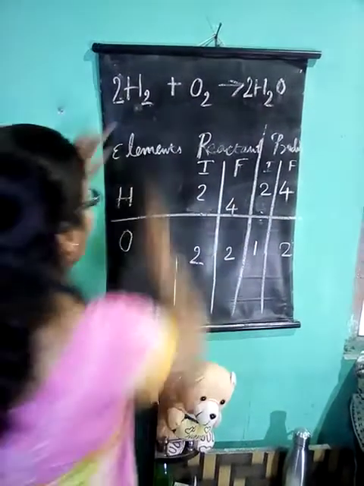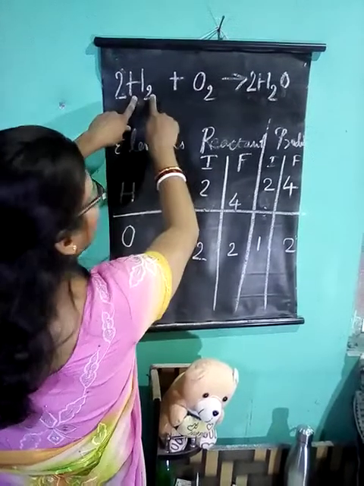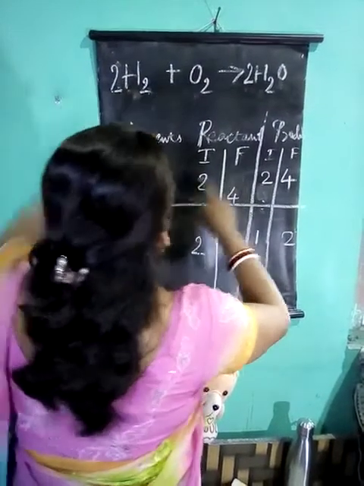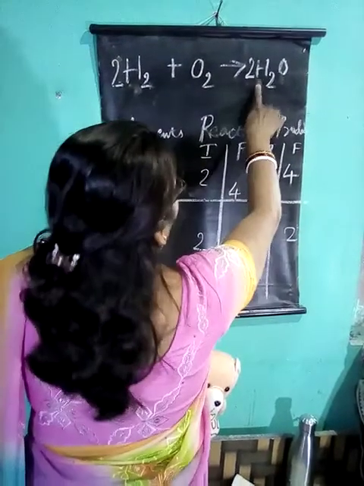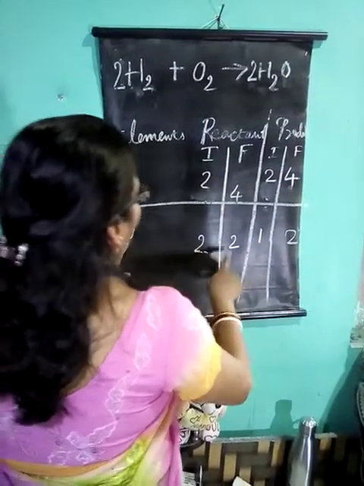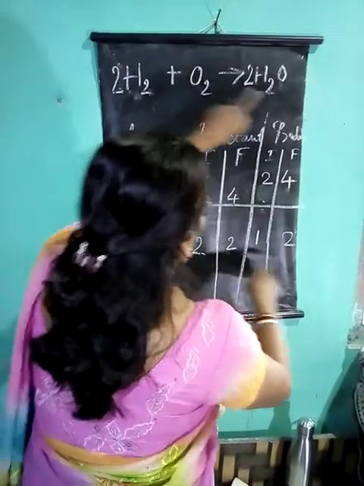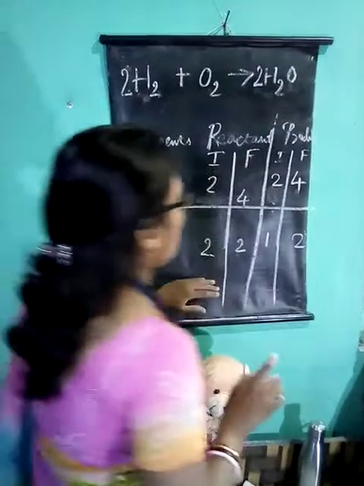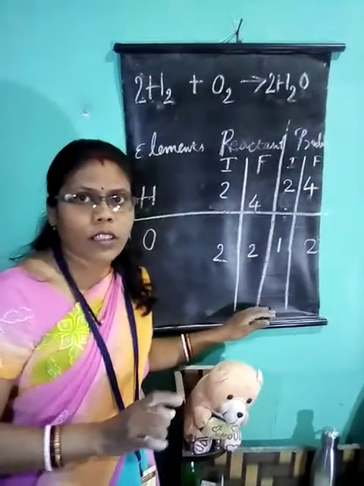Okay, again I'll tell you. Hydrogen 2 into 2 is 4, final 4. Hydrogen in the product, 2 into 2 is 4, final 4. Oxygen here is 2 and oxygen here is also 2. So you have checked it, and this is how you are going to balance any chemical equation.